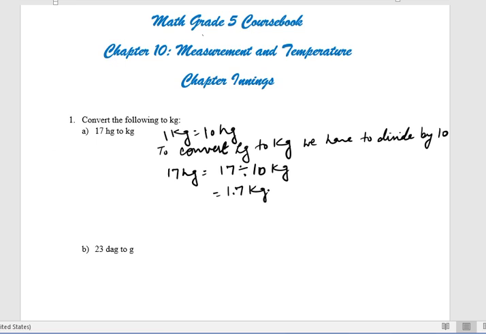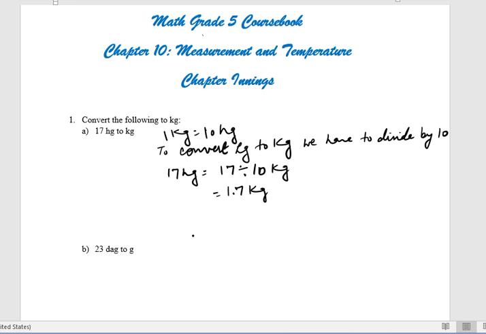I told you in the previous videos that when we divide by 10, we count the number of zeros. Here the number of zeros after 1 is 1, so we will have 1 digit after the decimal point.